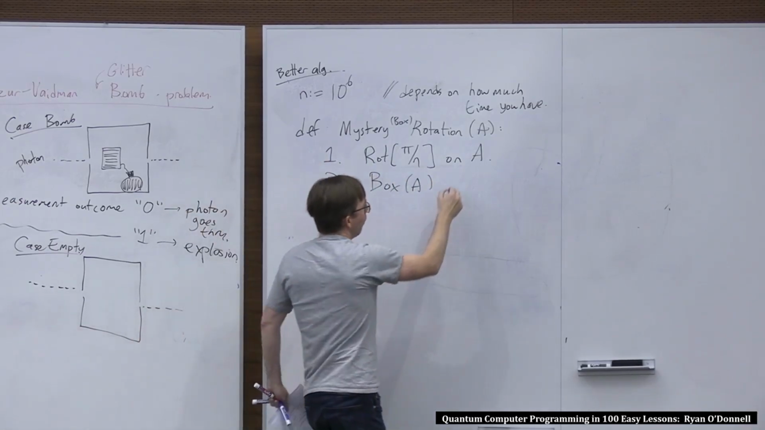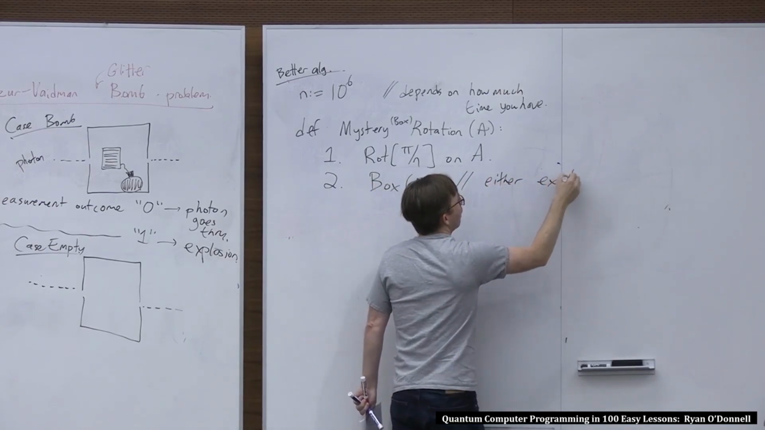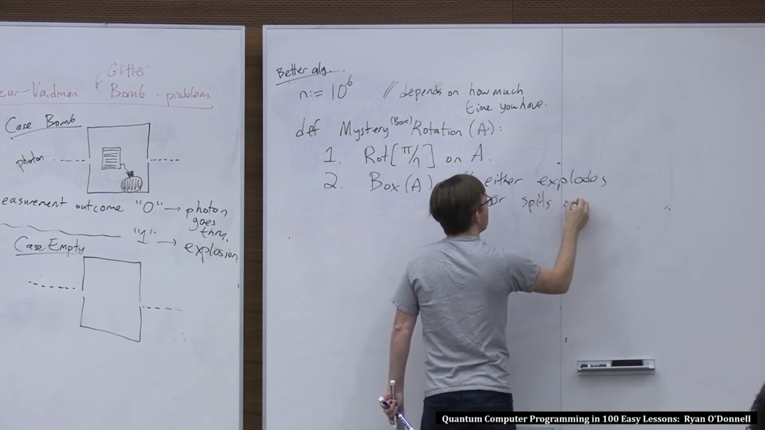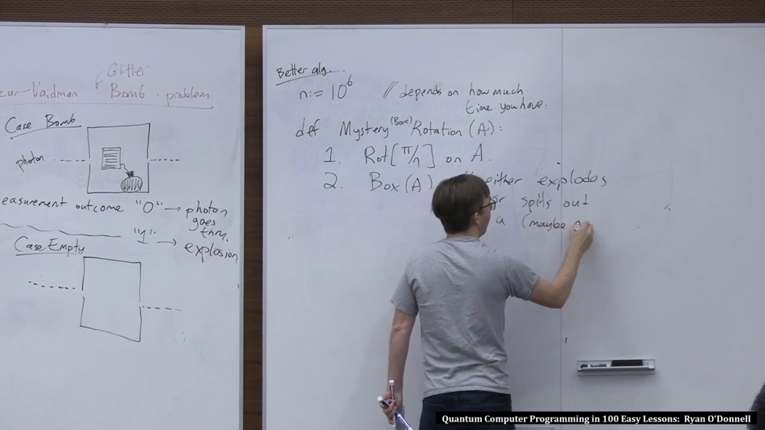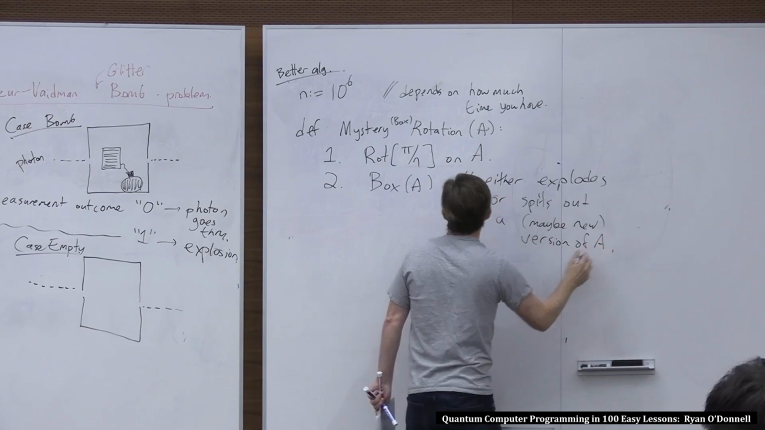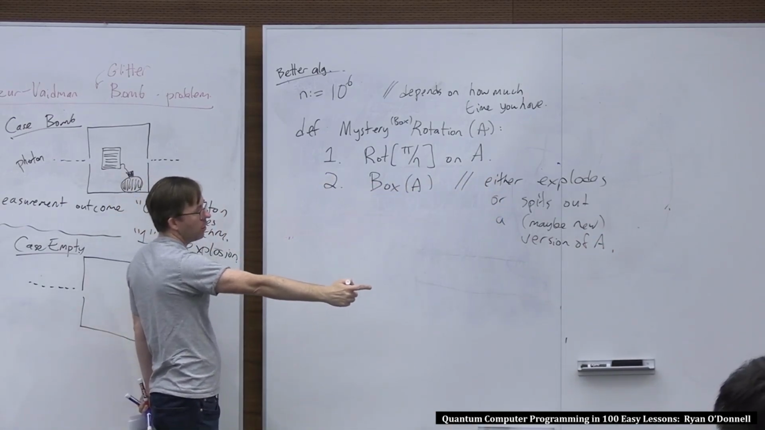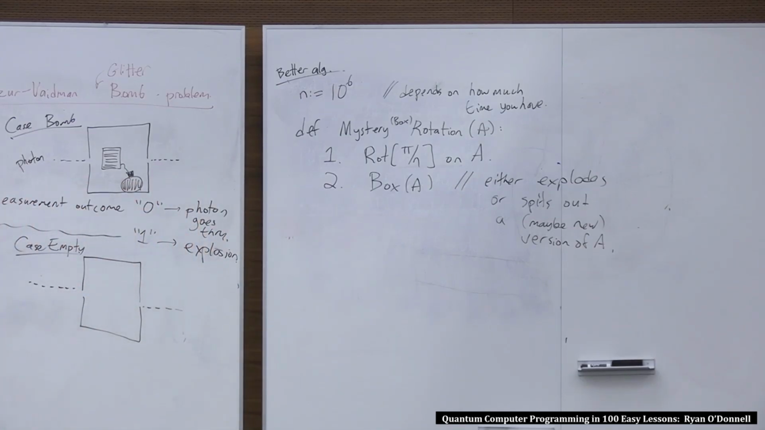So this either causes an explosion, or it spits out maybe a new version of A. Okay. So this is an operation you can do on any qubit A. First thing you do, you rotate it a little bit, and then you put it into the box. That's that subroutine.